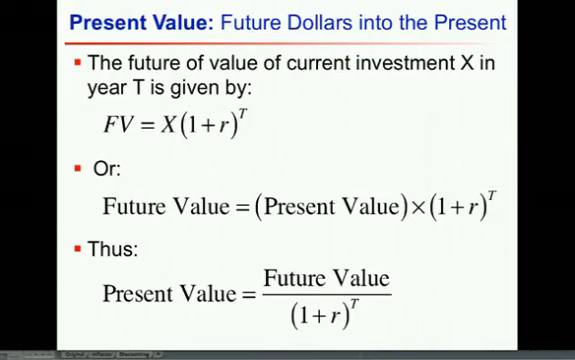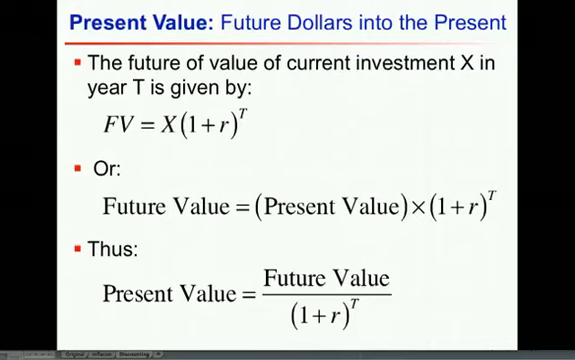Thus, just doing algebra, present value is equal to future value divided by 1 plus R to the T power. Remember, 1 plus R to the T power is something greater than 1. Even if it's just 1 year, for example, if R is the 7% discount rate we talked about, it's 1.07. So present value is going to be something smaller than future value. Hence, we're discounting.